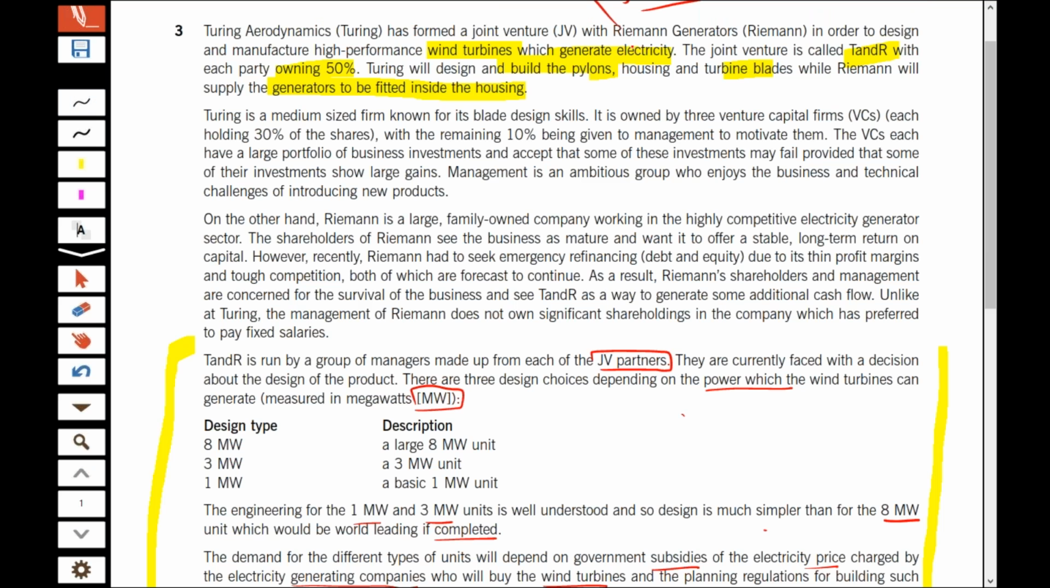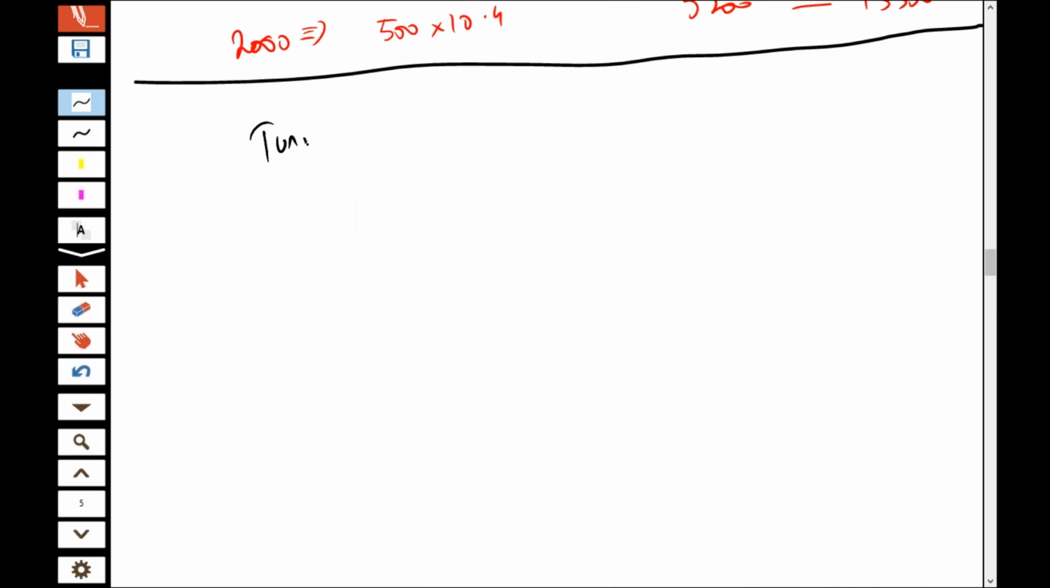It says Turing Aerodynamics is a joint venture with Raymond Generators in order to design and manufacture high performance wind turbines which generate electricity and so on and so forth. It says Turing is a medium-sized firm known for its blade design skill. It is owned by 3 venture capital firms holding 30% shares. Now let's just see. When Turing is owned by venture capital firms, this would actually mean that their risk appetite is high.